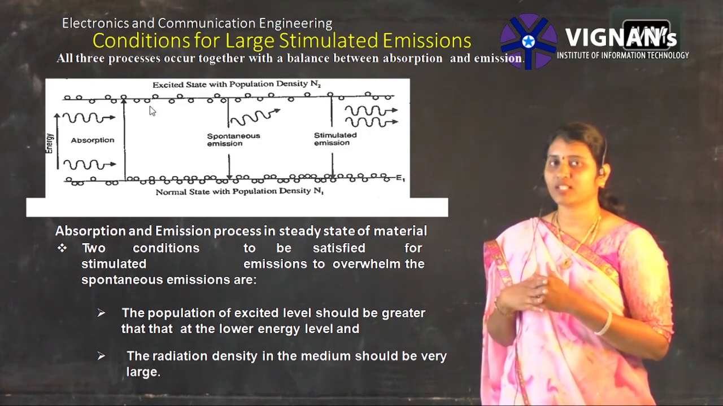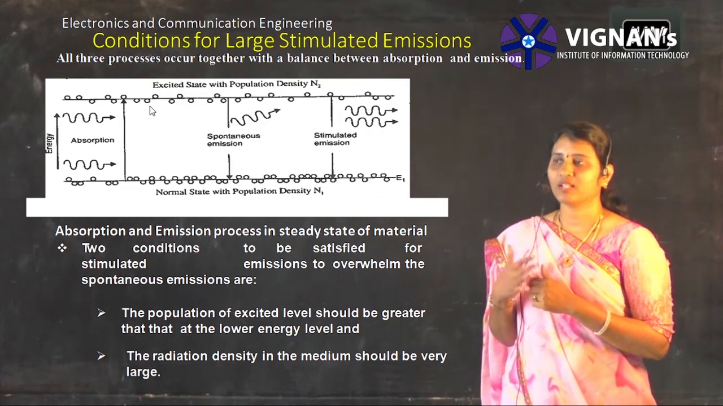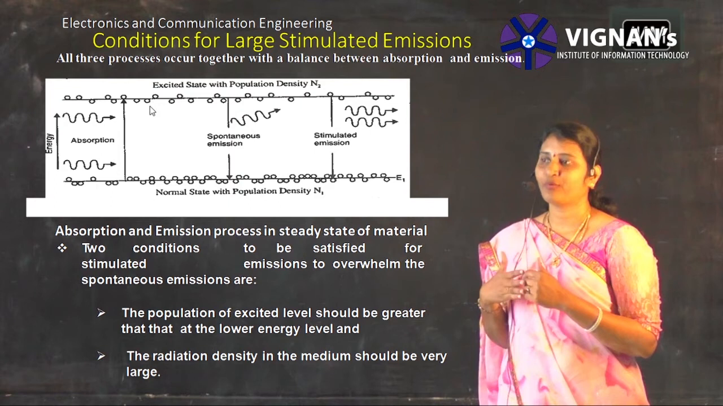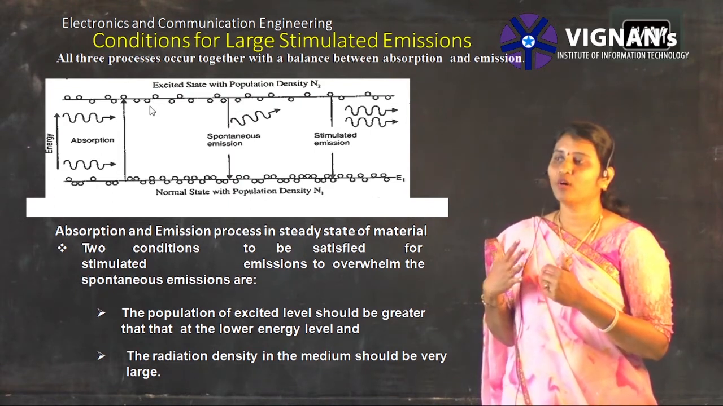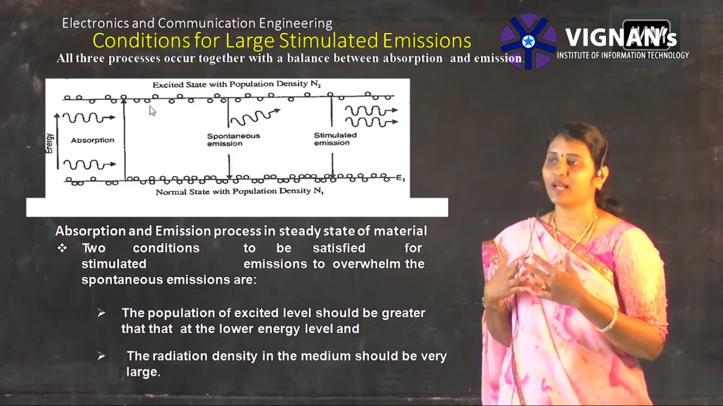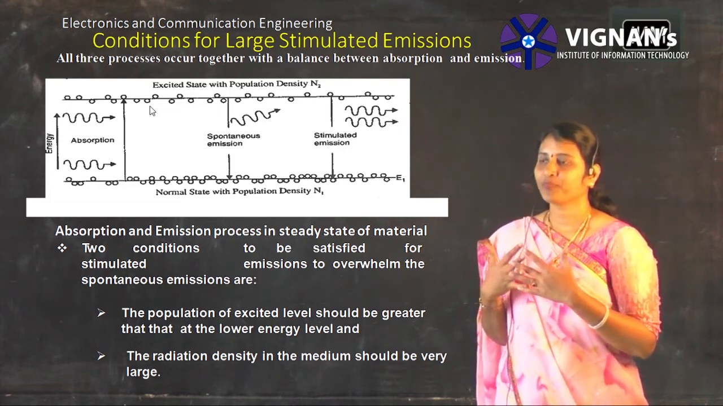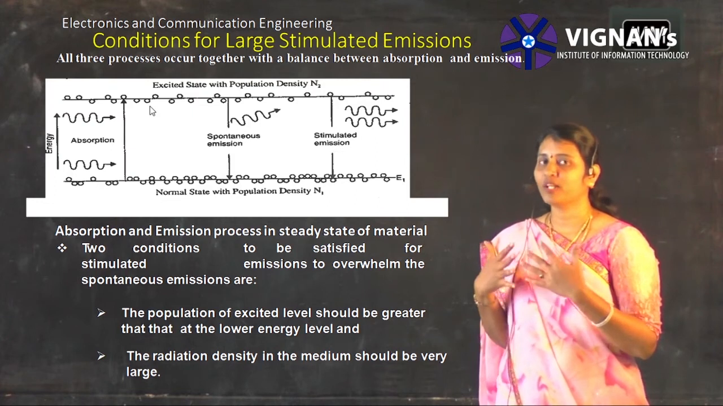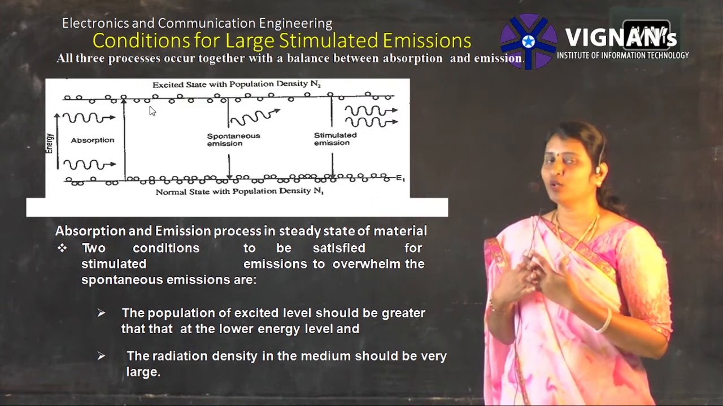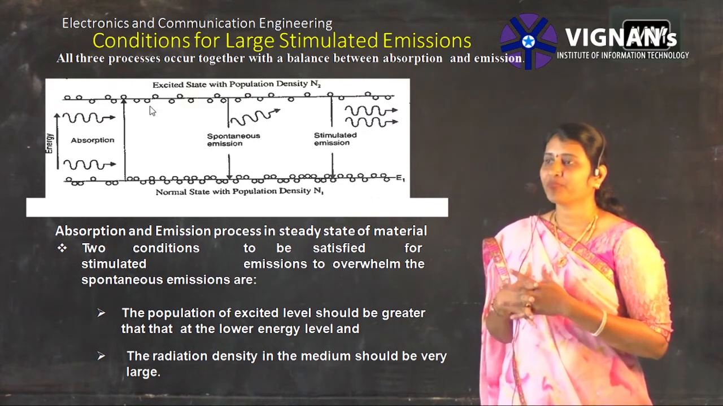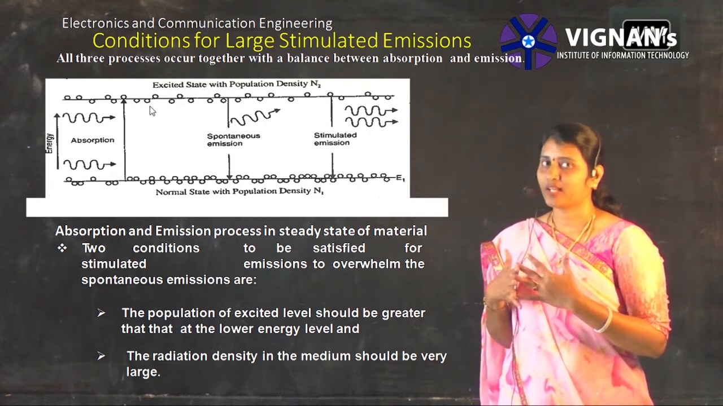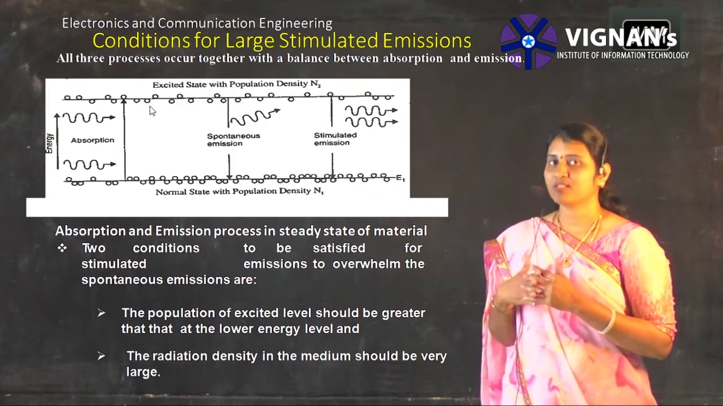level, some electrons that are present at the lower energy level. They gain some energy. Initially, the condition to be satisfied for stimulated emission is that the population of the excited level, that means the higher energy level, should always be greater than the population at the lower energy level. Okay, then only will more light amplification be happening.